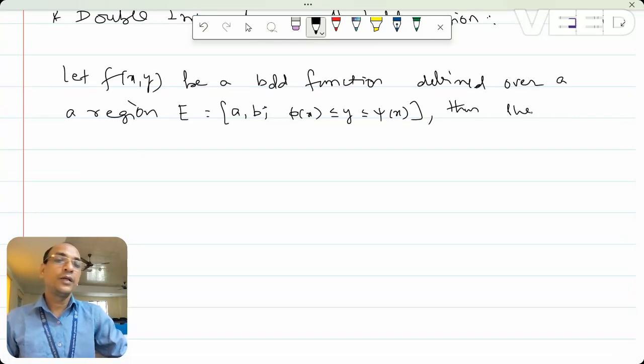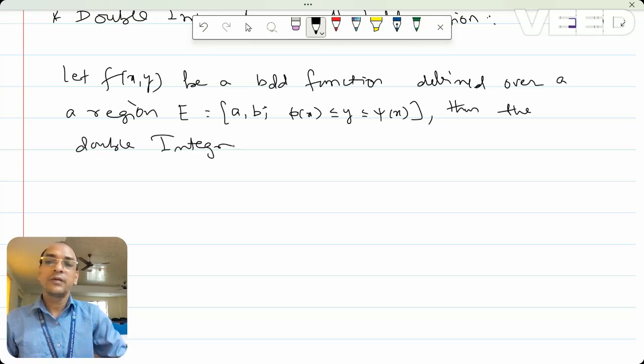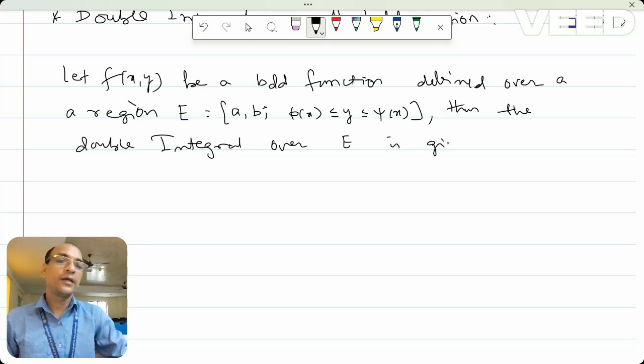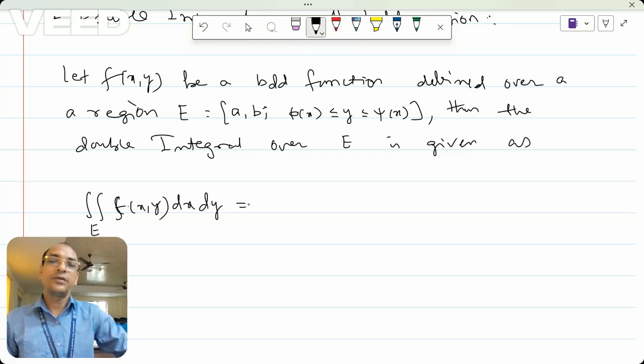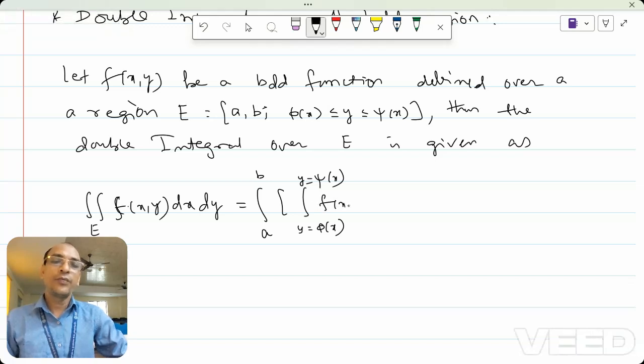Then the double integral over E is given as: double integration over E of f of x comma y dx dy is equal to, here, integration a to b, which are the limits of x, and integration y equal to phi x as lower limit and y equal to psi x as upper limit, f of x, y dy and then dx.